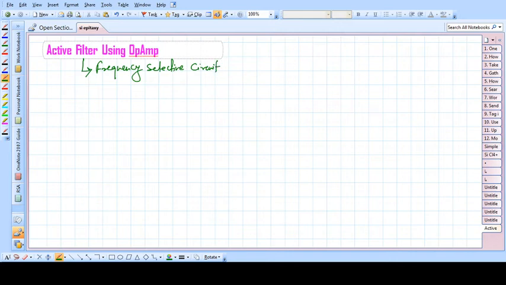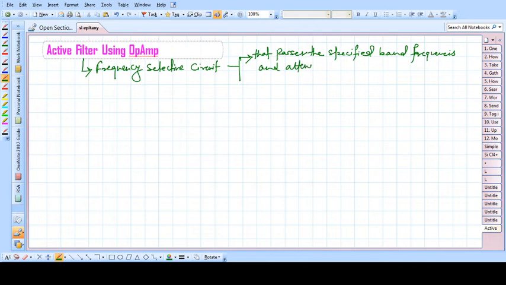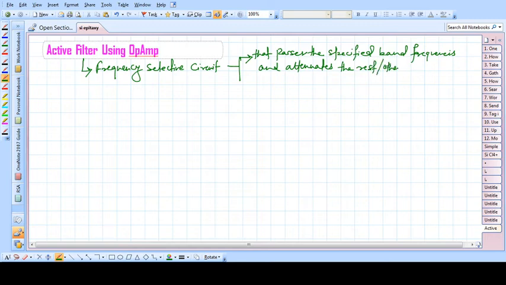Okay, so a frequency selective circuit that passes the specified band of frequencies, and attenuates the rest, or we can say the other frequencies. Okay, so frequency selective circuit.